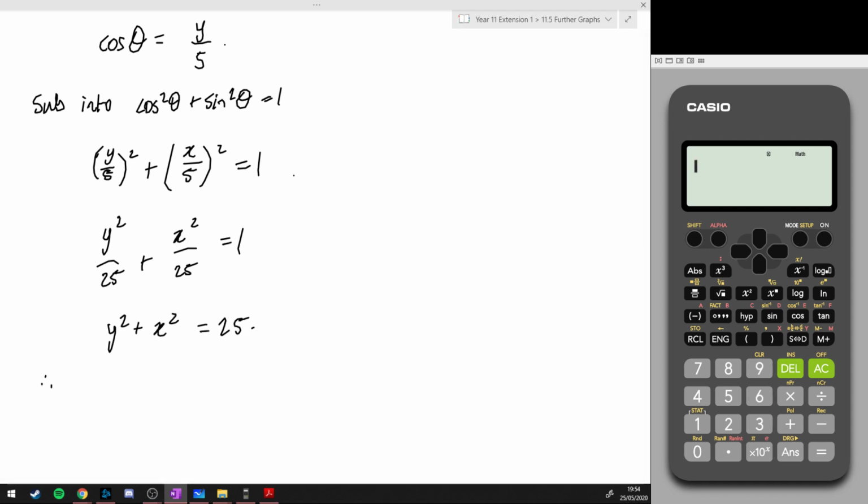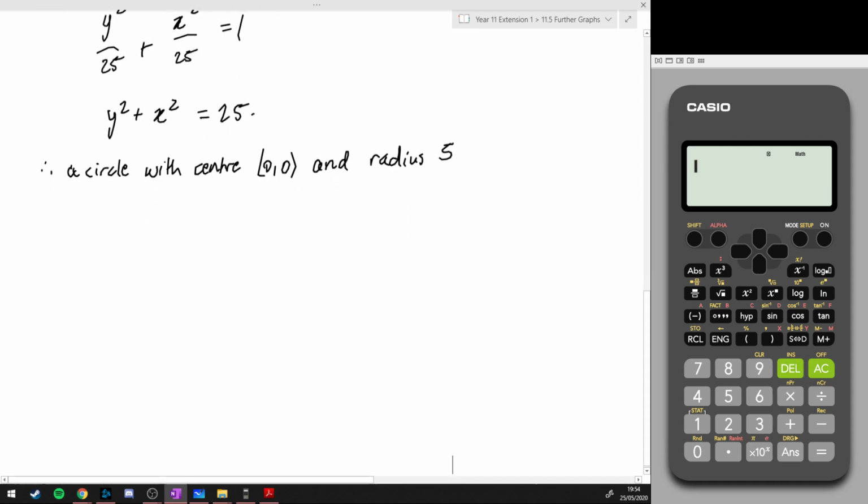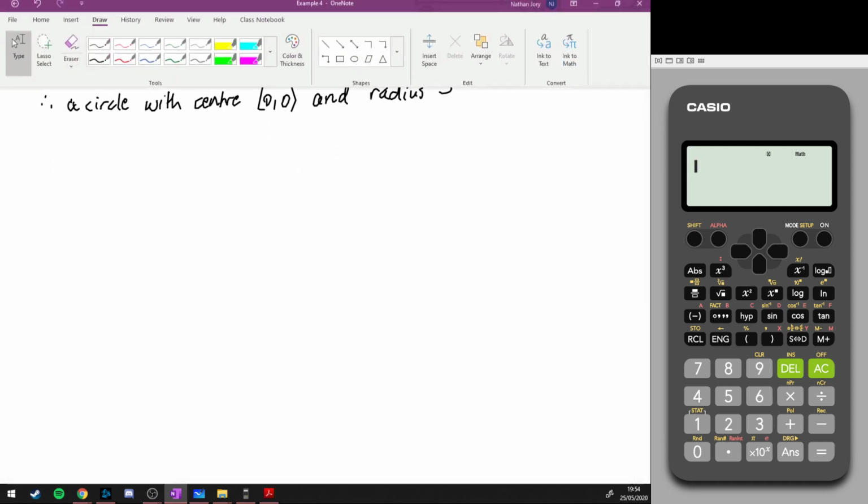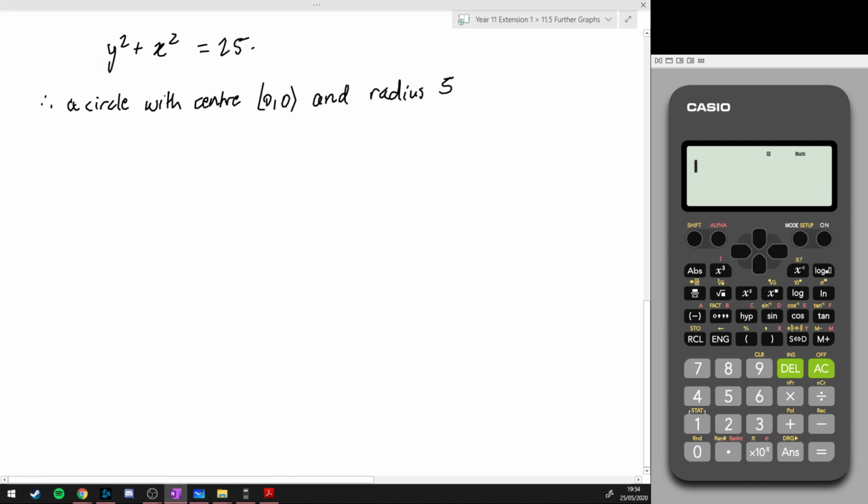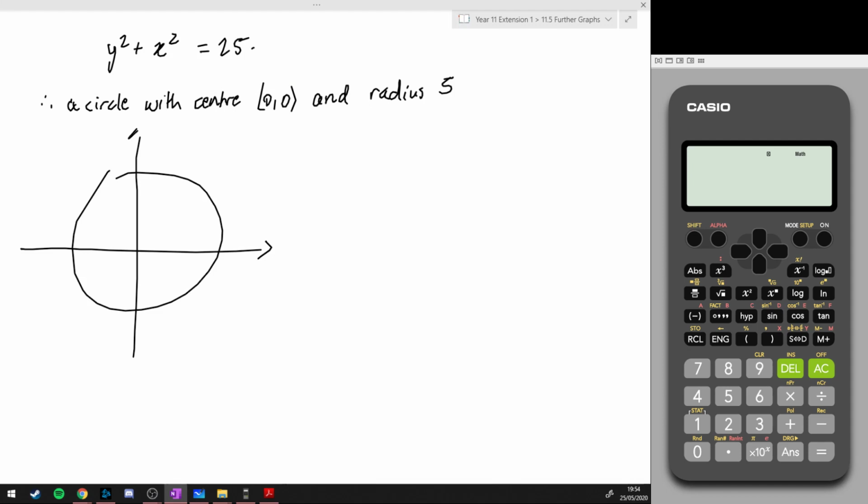So therefore, this is a circle, with center 0, 0, because it's centered at the origin, and radius 5. So now that we've been asked to draw it, we can do it quite easily. We just know that it is a circle, so like that. Center is in the middle, and the radius, in this case, is 5. And that's pretty much it.